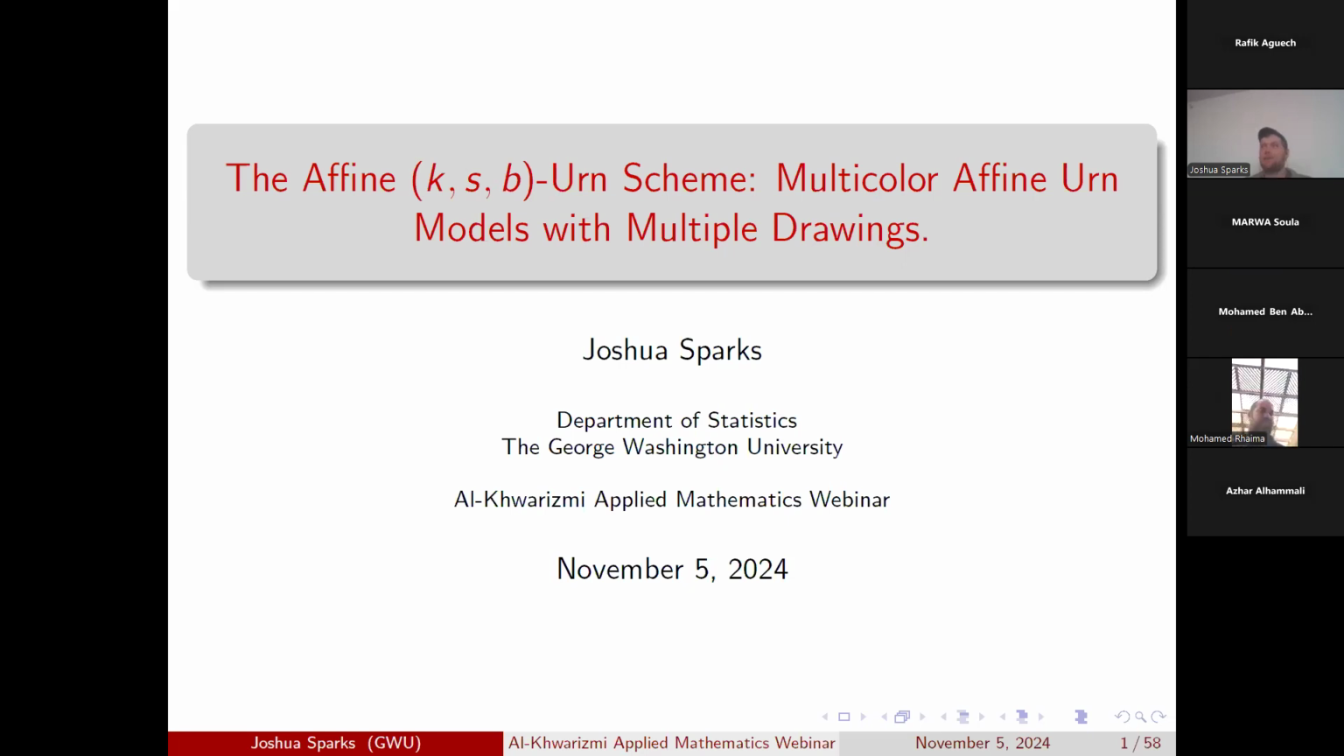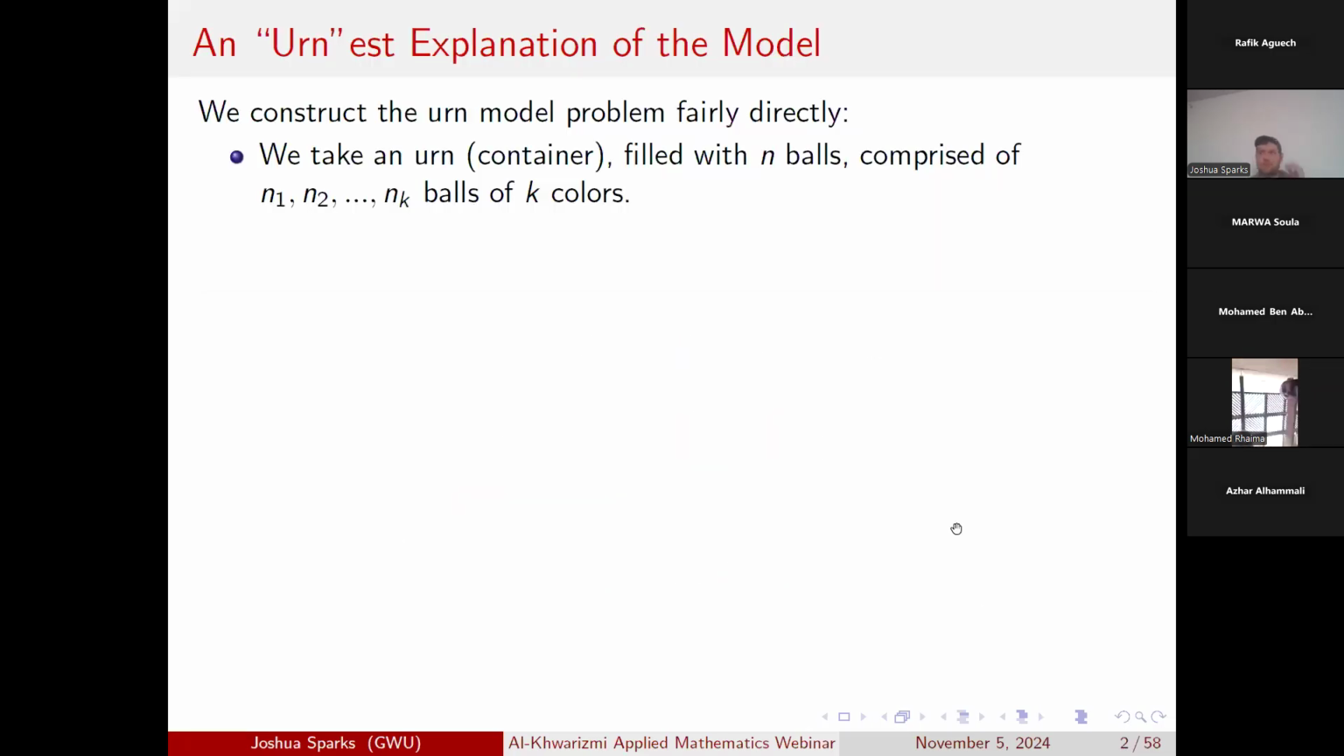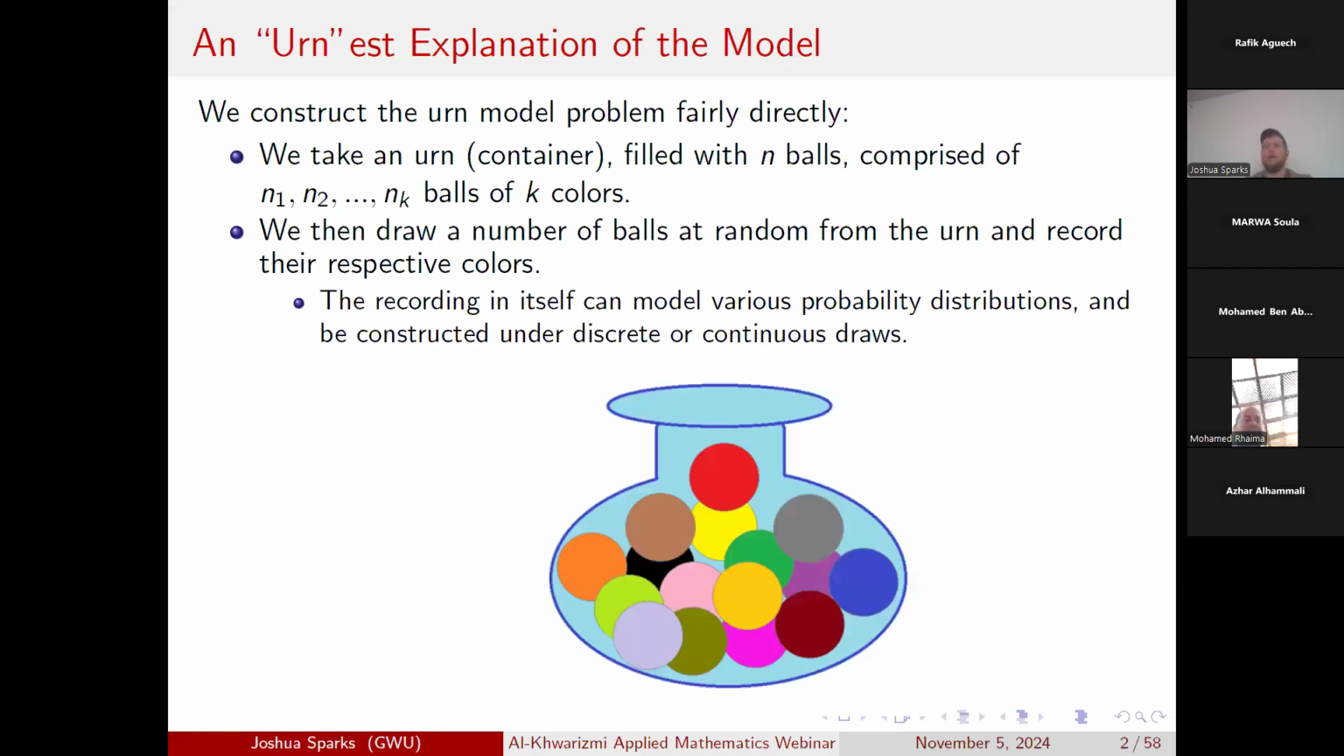Thank you for coming. My name is Josiah Sparks, and my talk is on affine KSB urn schemes, the multicolor affine urn models with multiple drawings. The idea of this urn model can be constructed fairly easily. We'll take an urn, a container that's filled with n balls comprised of n1, n2, all the way up to n sub k balls of k different colors. Then we can structure the model by drawing a number of balls at random from the urn and recording their respective colors. This recording itself can model various probability distributions and be constructed under discrete or continuous draws depending on how we format our structure.